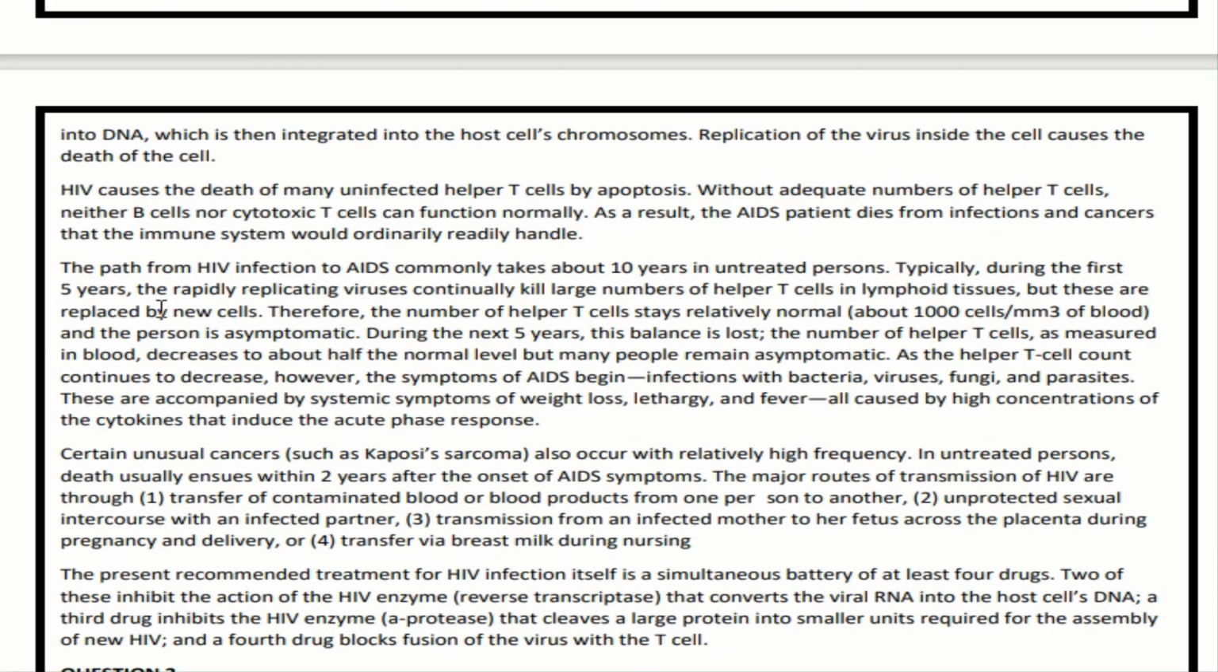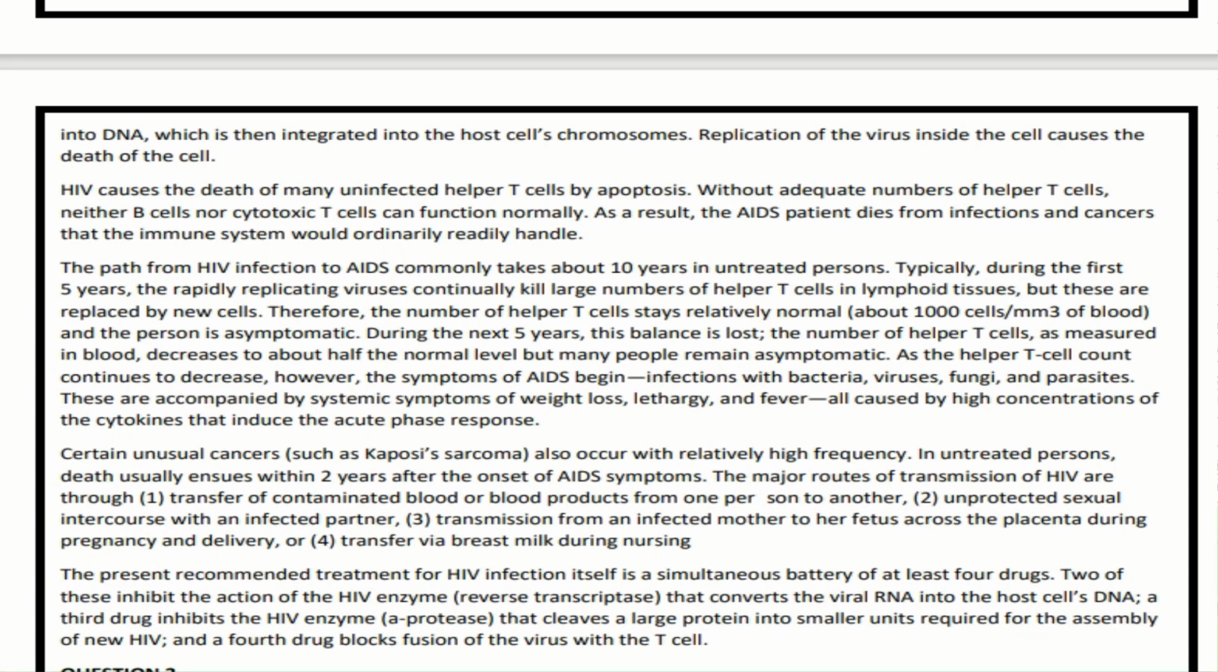Typically, during the first 5 years, rapidly replicating virus continuously kills large numbers of helper T cells in lymphoid tissues, but these are replaced by new cells. Therefore, the number of helper T cells stays relatively normal and the person is asymptomatic. During the next 5 years, this balance is lost. The number of helper T cells as measured in the blood decreases to about half the normal level, but many remain asymptomatic.